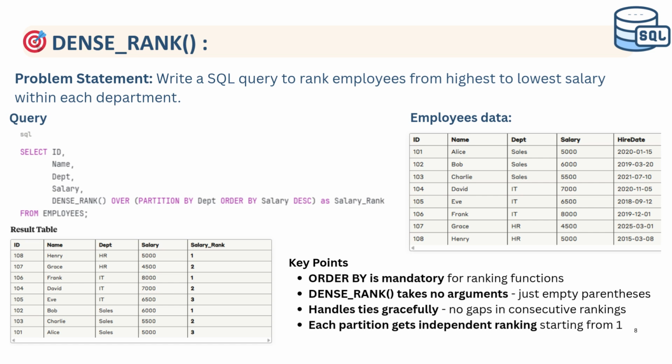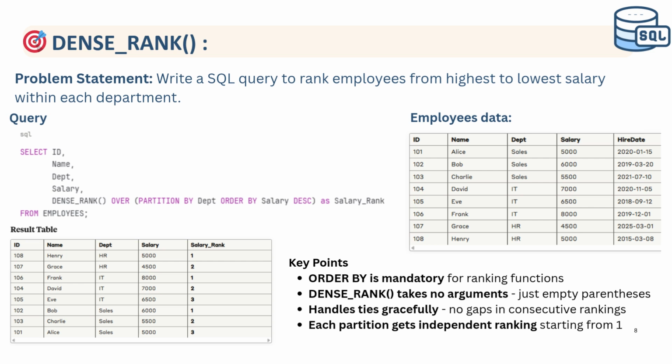How DENSE_RANK works. DENSE_RANK partitions employees by department, then ranks them by salary from highest to lowest. The key difference. When salaries are tied, DENSE_RANK gives the same rank but doesn't skip the next number. As of now we do not have any employees within a department who have the same salary, hence no tie. We will see a tie example in upcoming slides.